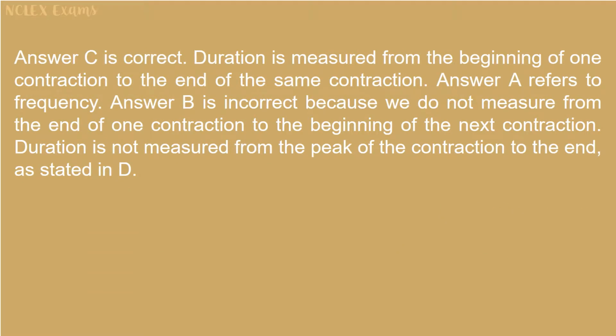Answer C is correct. Duration is measured from the beginning of one contraction to the end of the same contraction. Answer A refers to frequency. Answer B is incorrect because we do not measure from the end of one contraction to the beginning of the next contraction. Duration is not measured from the peak of the contraction to the end, as stated in D.